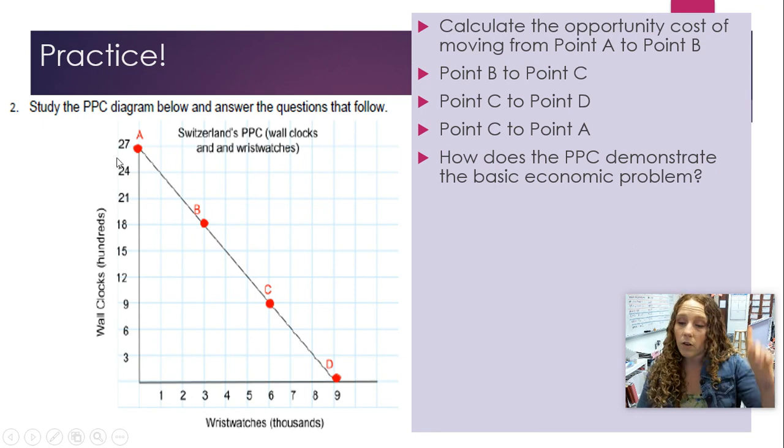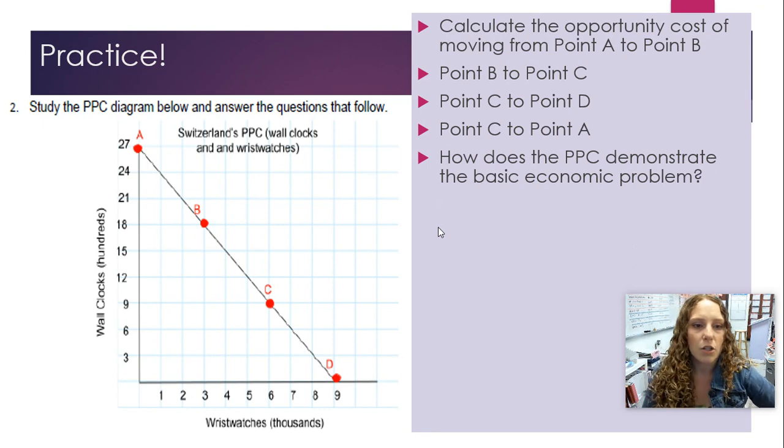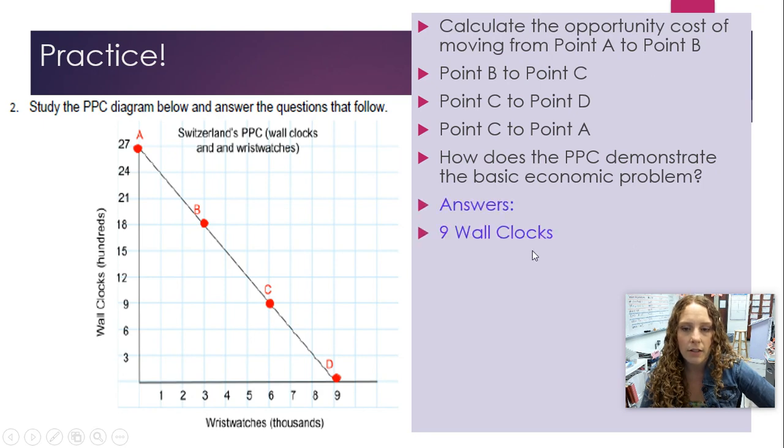Okay, so this one, first of all, let's point out, this one is linear. So this one is not showing increasing opportunity costs. This one is showing constant opportunity costs. And we'll see that here with the calculations that you hopefully just did. So moving from point B to point C, this is wall clocks and wristwatches. So we could produce 18 wall clocks if we're producing 3 wristwatches. But if we go to 6, now we can only produce 9. So that means that the answer was it cost 9 wall clocks.